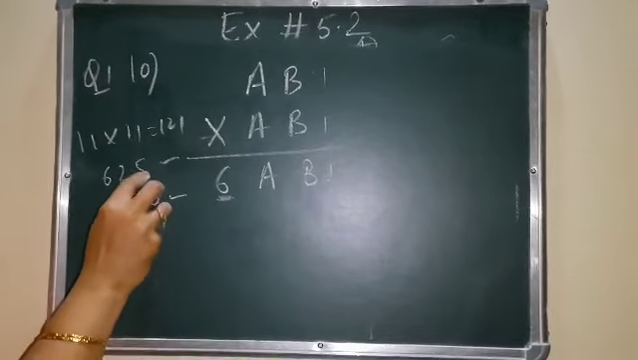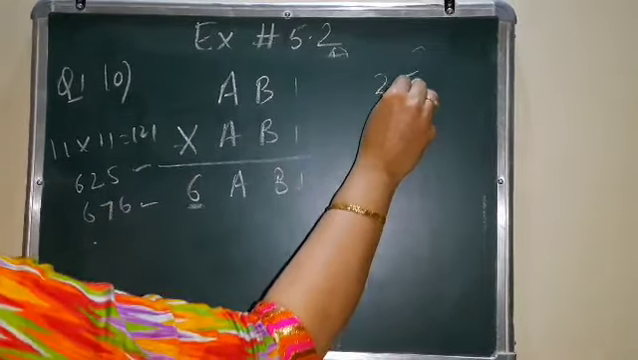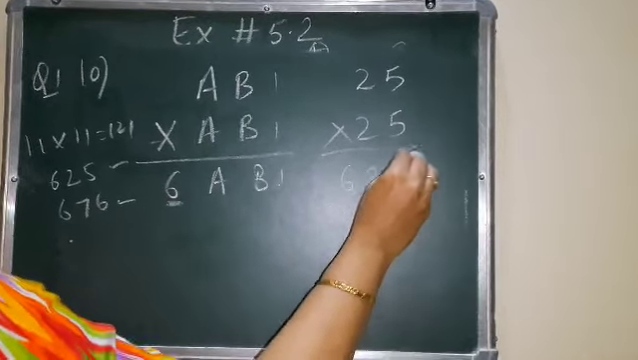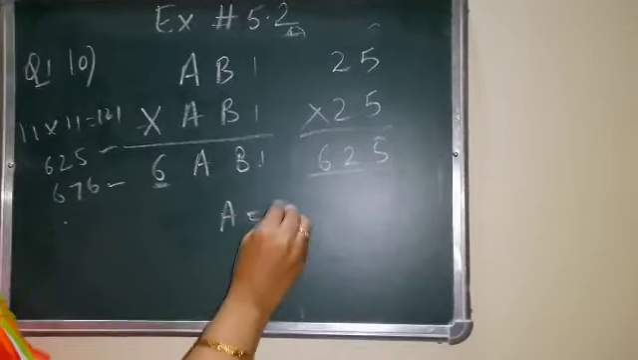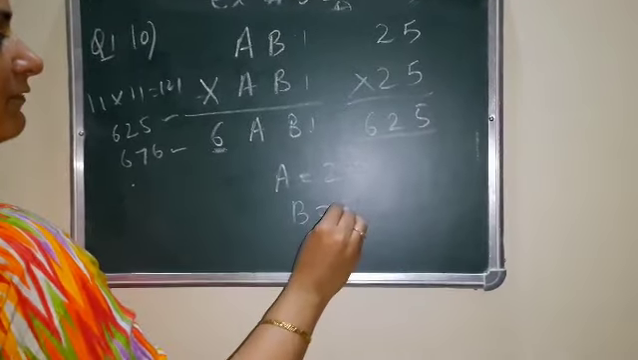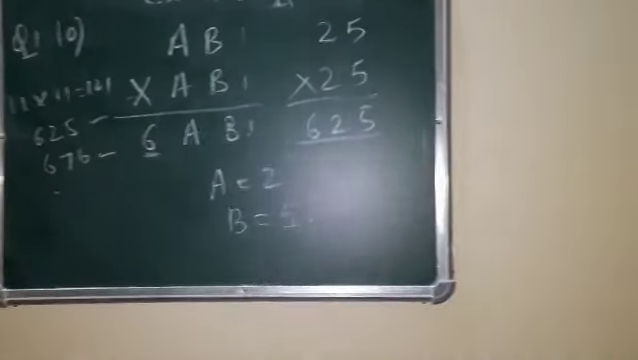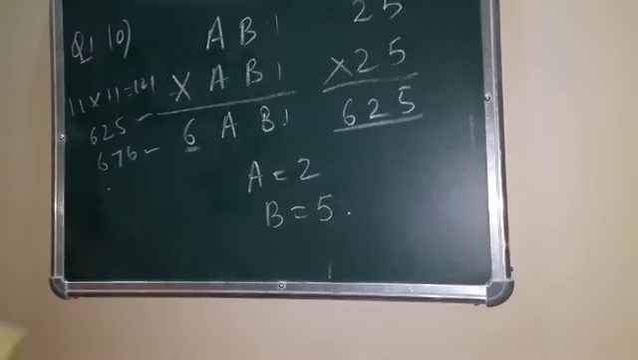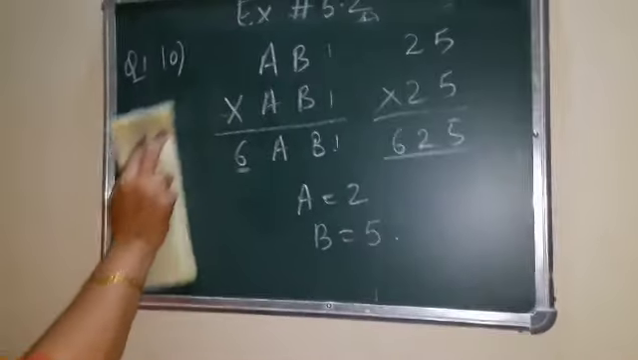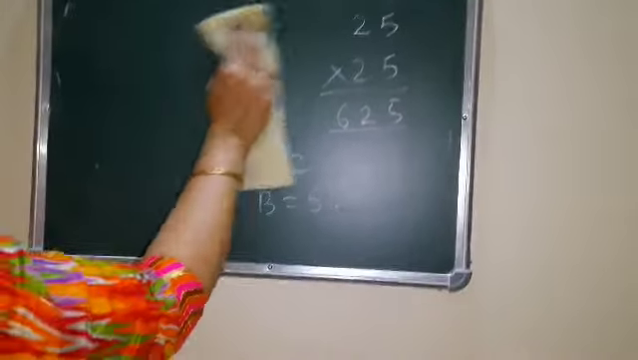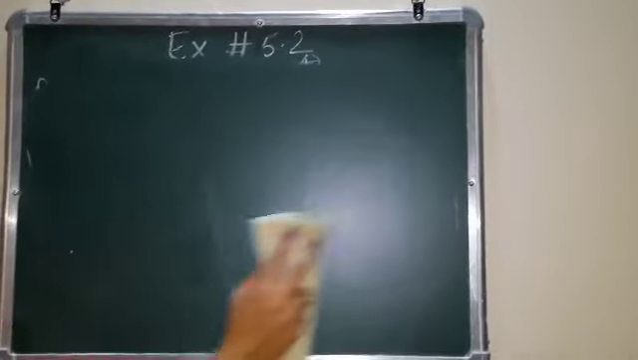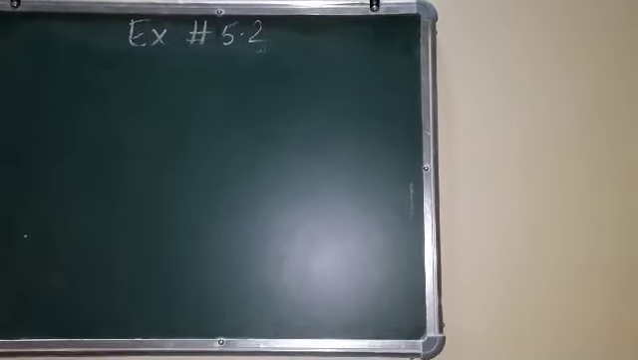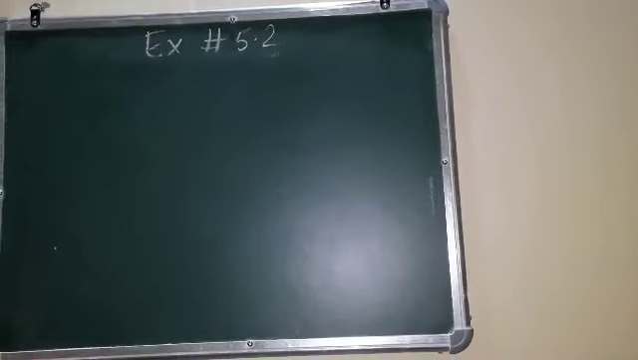Now out of this, which will be possible? 25, because 25 into 25 is 625. So my A is 2 and B is 5. This way you have to think, right? So rest of the questions you will be trying yourself.